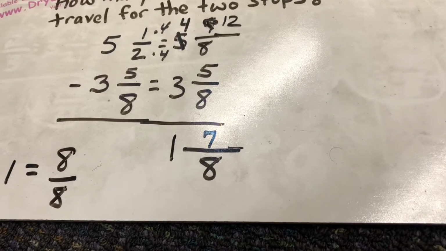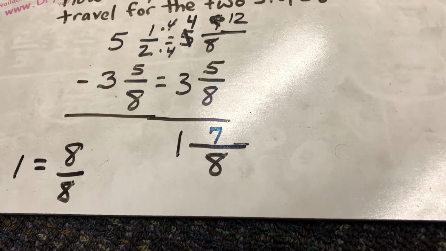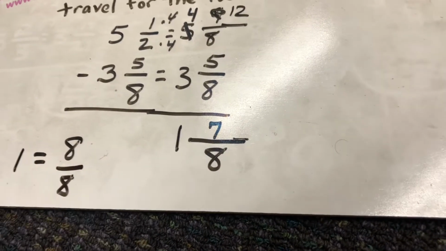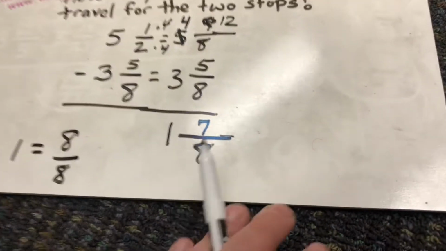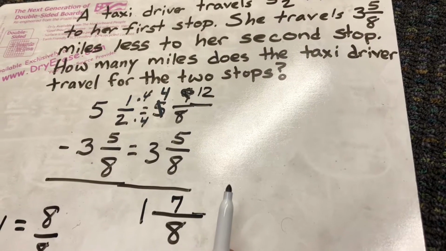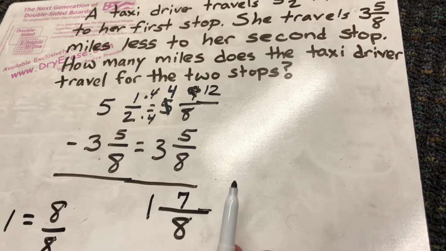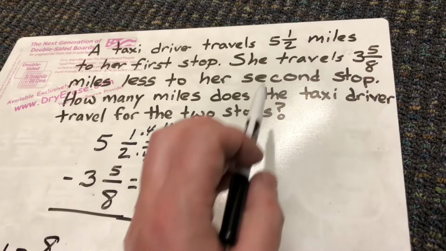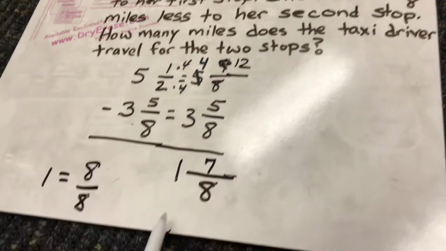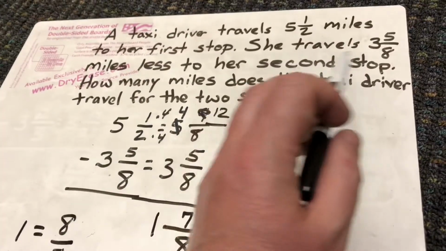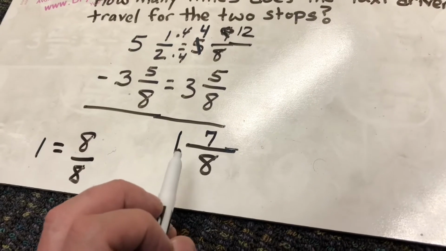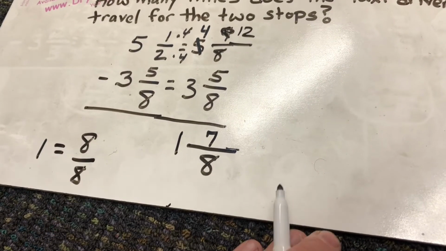And is that in simplest form? Well, it is. But I'm not real worried about that. It is because the only number that can go in both 7 and 8 is 1. But I'm not real worried about that because there's more to the problem. It's saying how many miles does the taxi driver travel for the 2 stops? Well, I know it's 5.5 from the beginning to the first stop. And now I figured out, because it says it's 3 5/8 miles less to the second stop, from the first stop to the second stop, it's 1 7/8 miles.